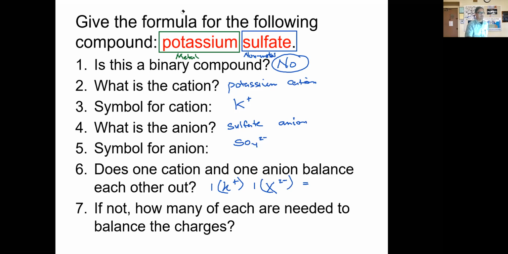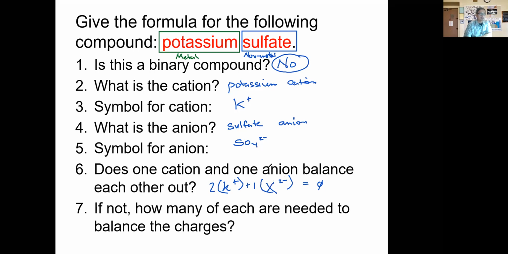And so therefore, what do we need? We actually need 2 of these potassiums here. And once we add that to the 1 X with the 2 minus, we then get a net charge of 0. So what I'm doing right here is showing you that we'll substitute sulfate back in here in just a moment.